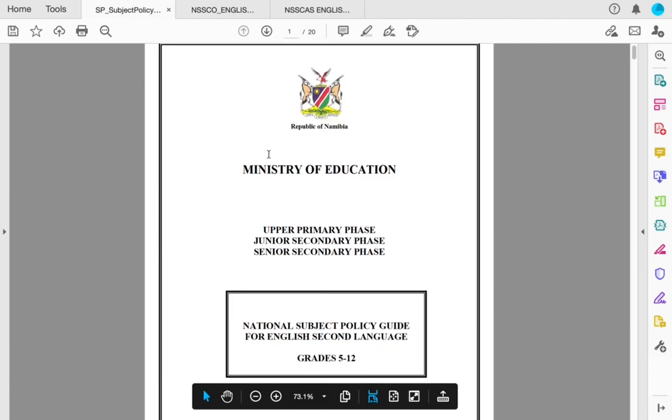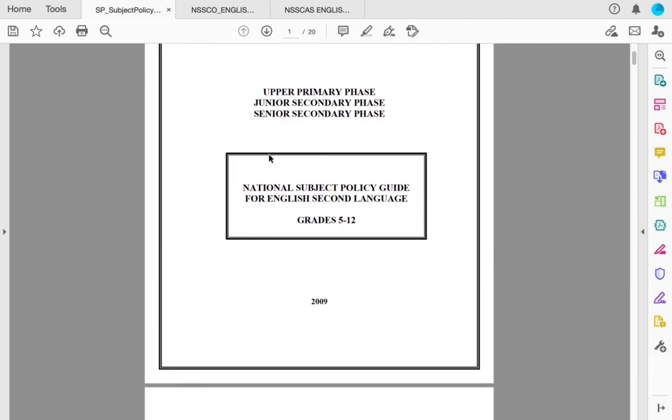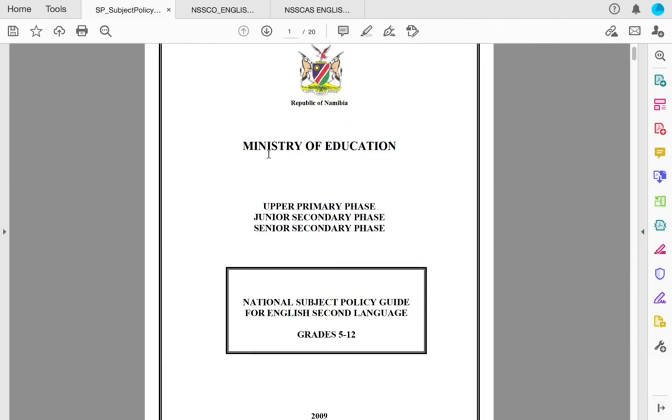But keep in mind, though, that this was published in 2009, yet right now we are using a different curriculum. So we are just hoping that soon we'll get a newer language policy, which is updated. All right. So that's the cover page and Ministry of Education.